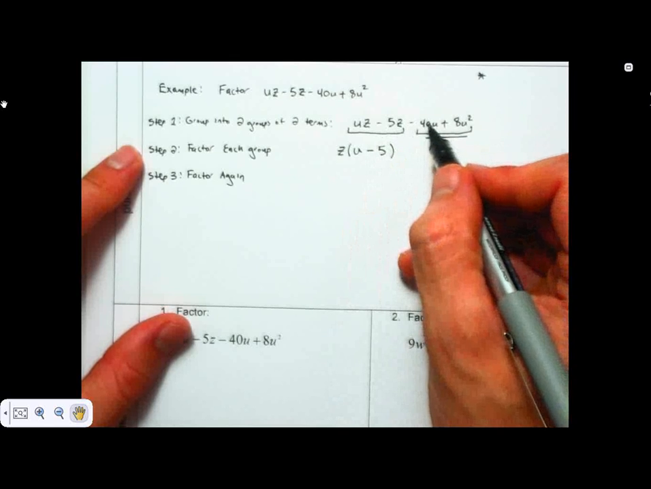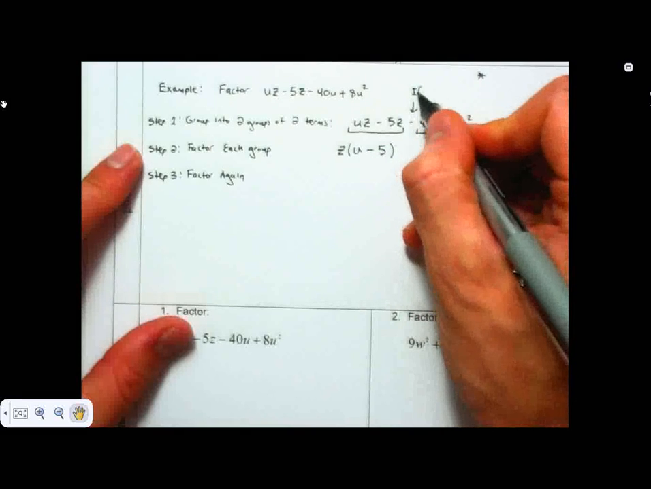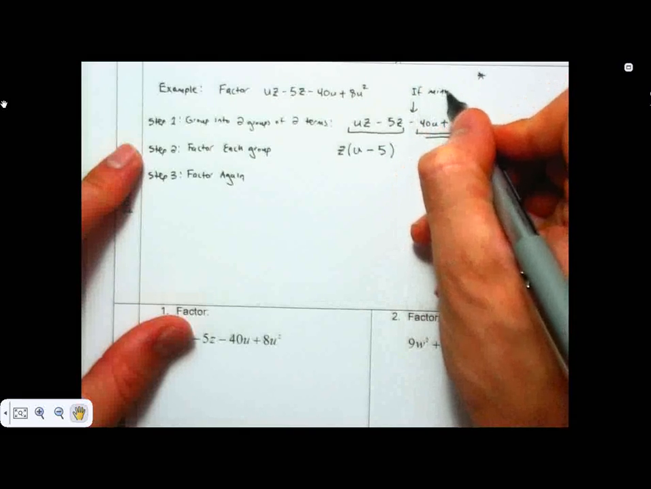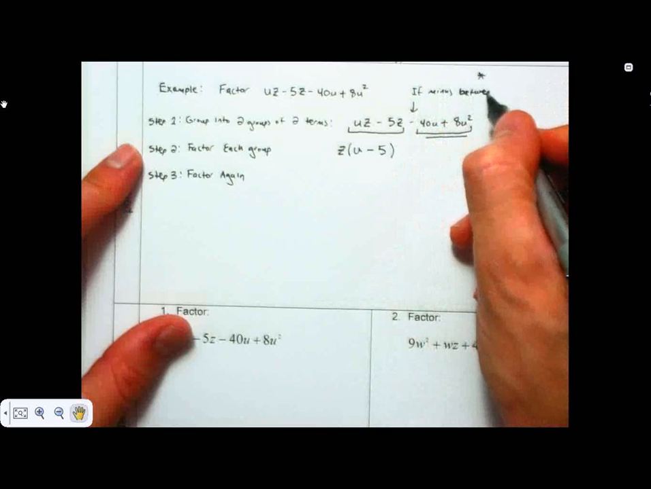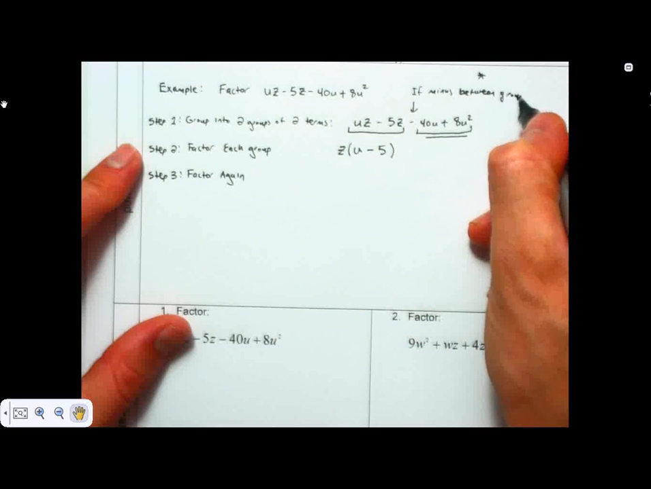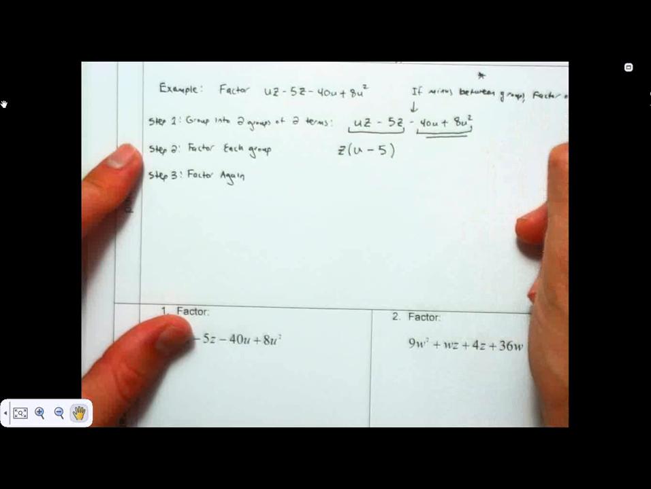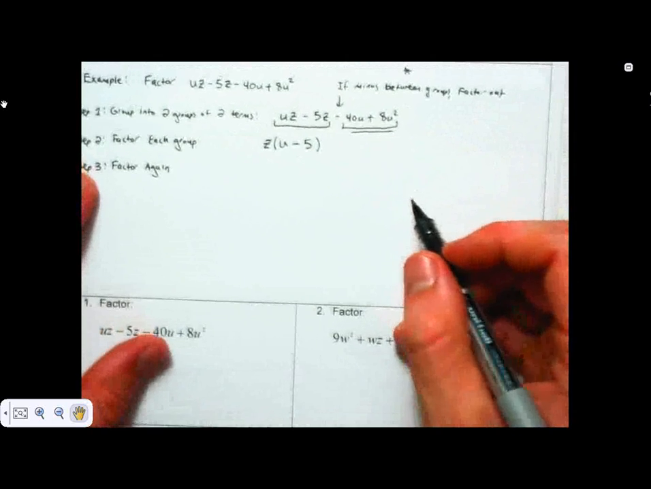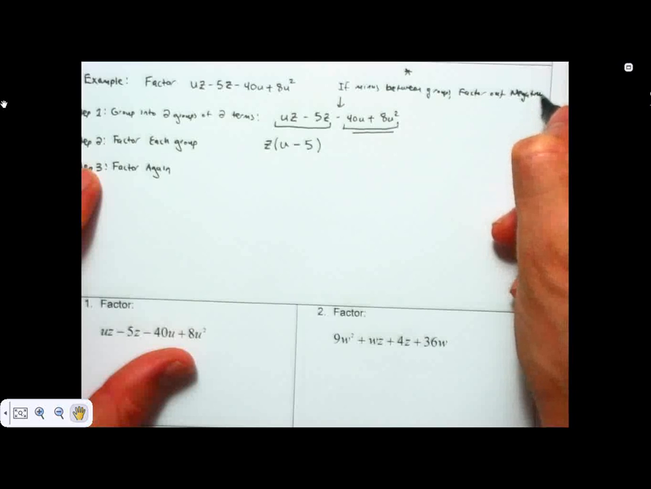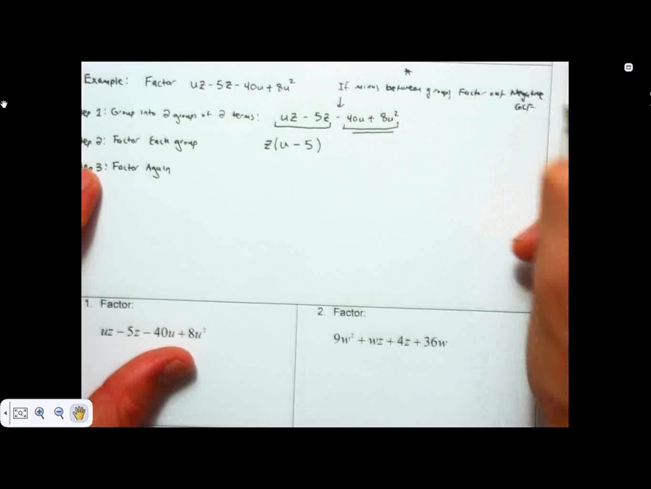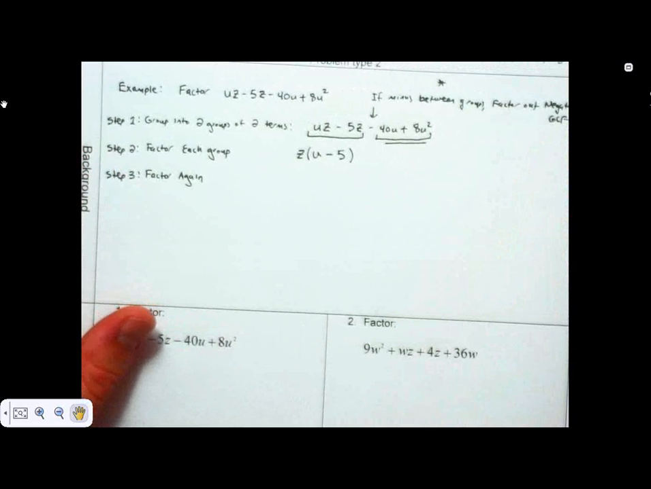Okay, and then this is the tip. So the tip is if you have a minus between groups, then factor out a negative GCF. Now, I can't say that this is always going to work, but it works in a lot of circumstances.